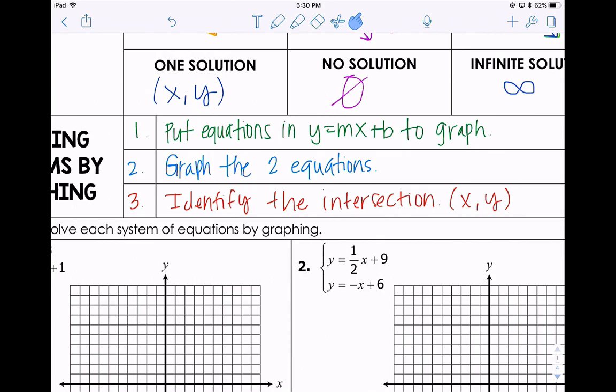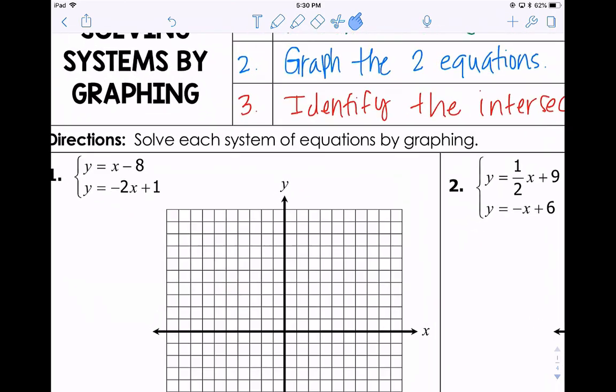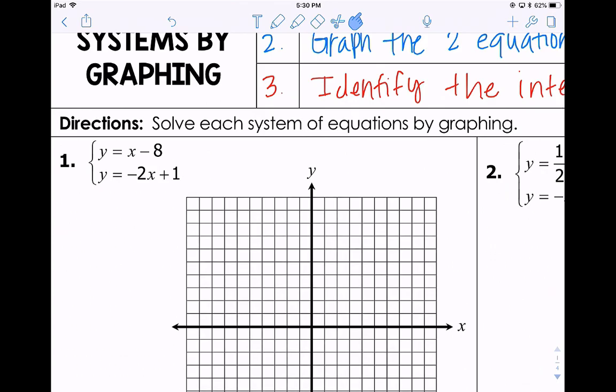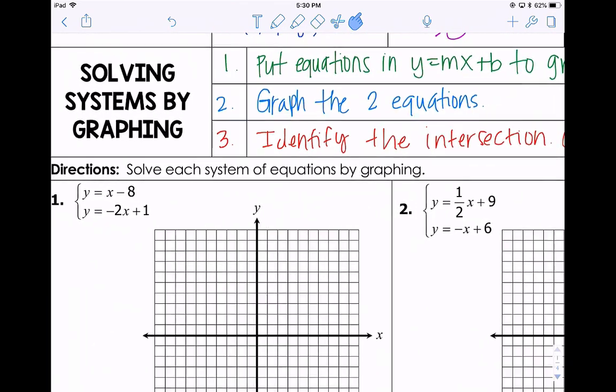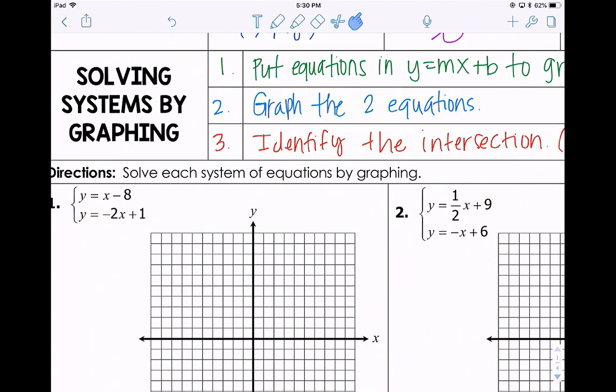All right, so let's look at some examples. So we're only going to start with number one. It says solve each system of equations by graphing. So again, step one is to put the equations into y equals mx plus b to graph. Well, these are already in y equals mx plus b, so we can skip that. Step two, graph the two equations. So that's where we're going to start.